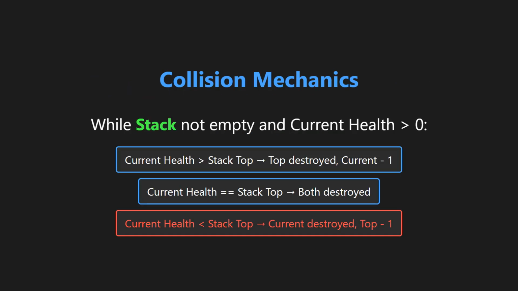When a collision occurs, we compare the health of the current left-moving robot with the top right-moving robot on our stack. If the stack's robot has lower health, it is popped and destroyed, and our current robot loses 1 health. If they have equal health, both are destroyed. If the stack's robot has higher health, it loses 1 health, and our current robot is destroyed. We repeat this until the current robot is destroyed or the stack is empty.